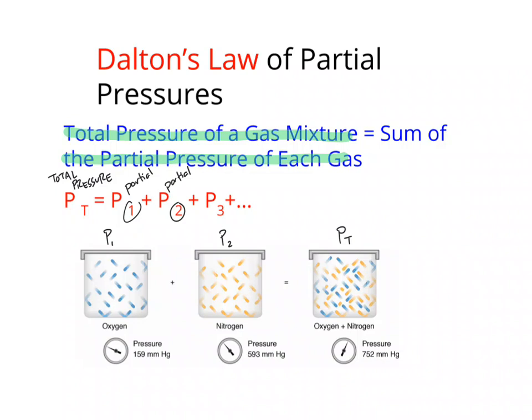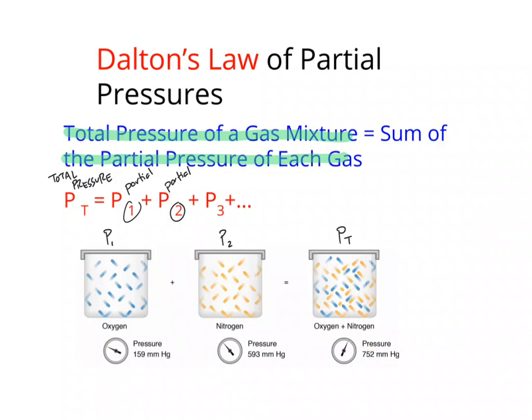P3, I can keep going. Depending on how many gases you have, that will determine how many times you keep adding the individual pressures of each gas. So I've only got 2 here. I've only got oxygen and nitrogen, so I'm stopping at 2. So the total pressure is equal to the sum of these, which means you're adding them. So it's as simple as taking the pressure of oxygen plus the pressure of nitrogen and combining them to get the total pressure.